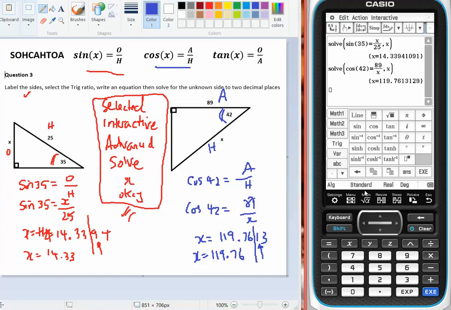For example, if it's in standard, touch it once and it'll turn to decimal. If this is in gradians or radians, touch it to make it degrees, and then it'll work.